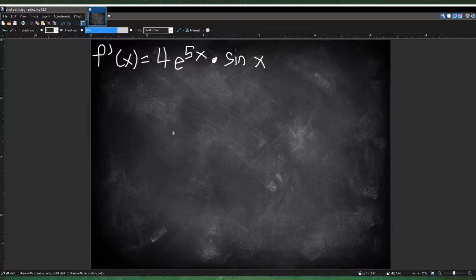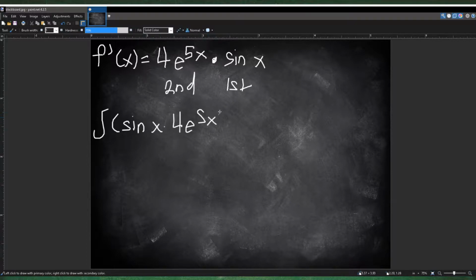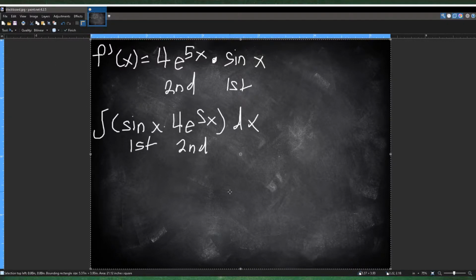So what we could do is label this as our first and this as our second. Because the second is the one that we would like to take the derivative of. So what we have is the integral of sine of x times 4e to the 5x. You could put it as 4e to the 5x times sine of x, but I usually just put it here so then I understand which one's the first and which one's the second. So this one's the first and this one's the second. Okay, and then we put dx. Let's move that up because we already kind of know our equation.